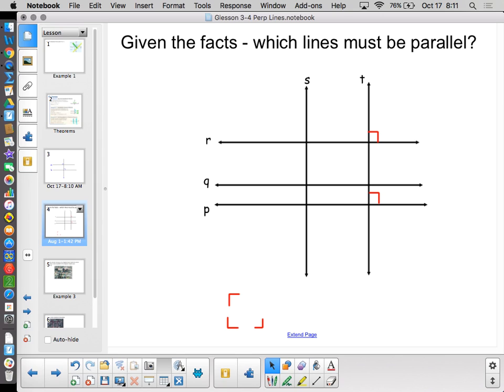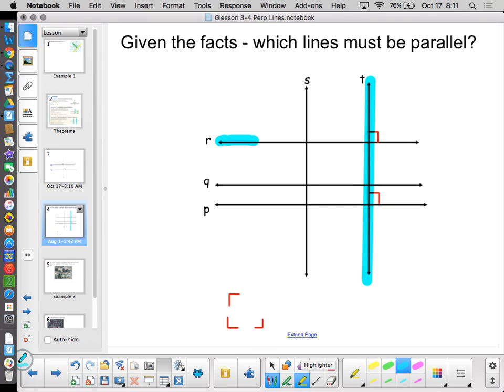So what can really be helpful is to kind of highlight and say, oh, gosh, well, here's my transversal, and here are the two lines affected by that. Line Q is not involved at all, is it? So line Q is out. Line S is not involved at all, is it? So line S is out. What are my parallel lines? R and P, yeah. Pretty easy to see when we highlight it like that, isn't it?